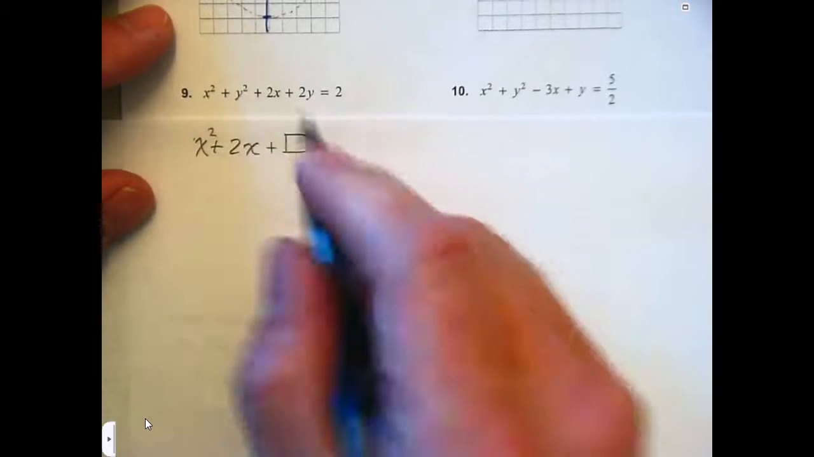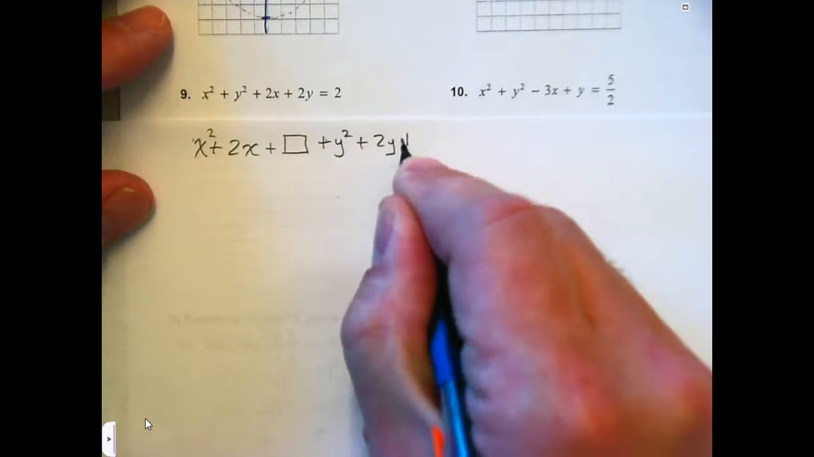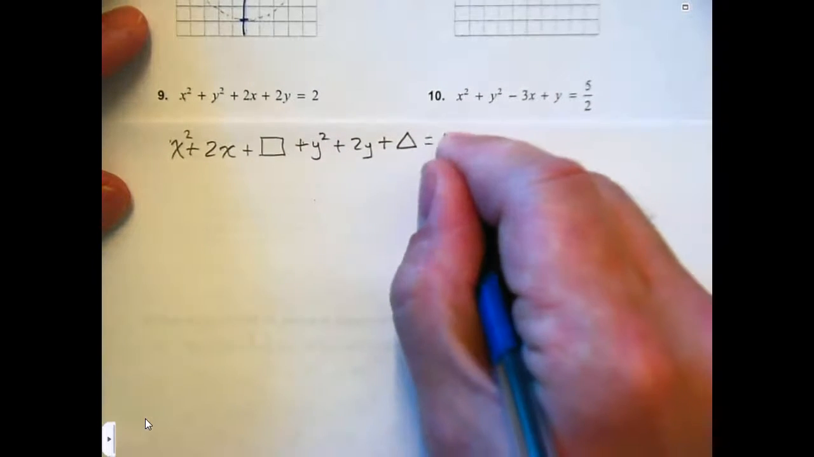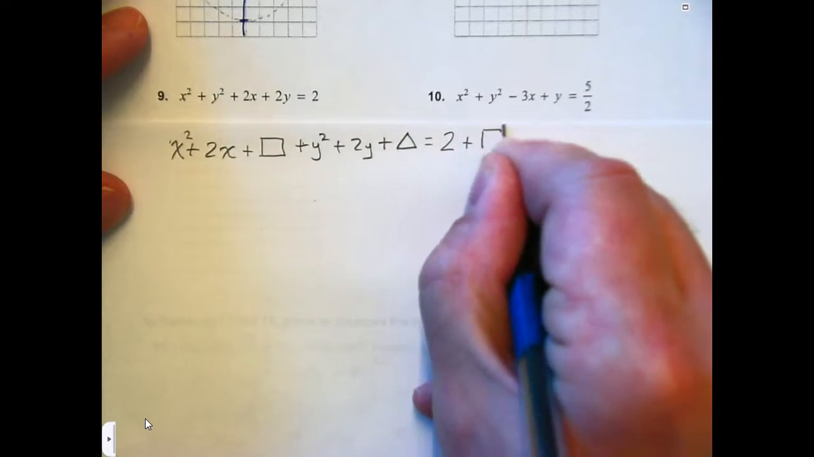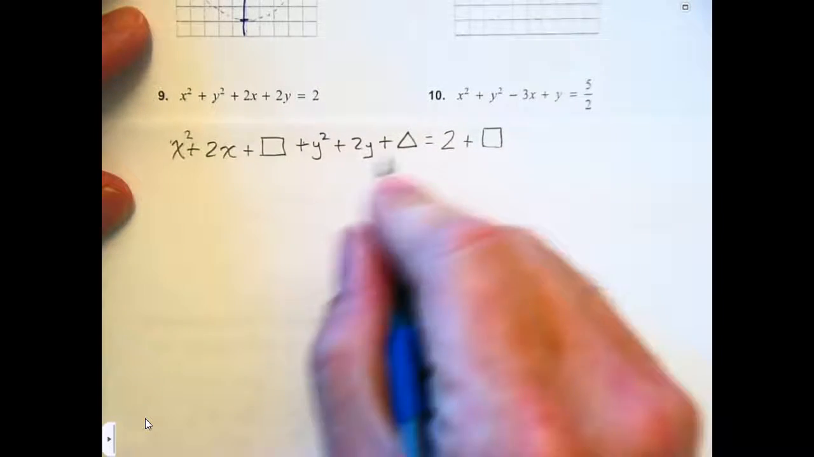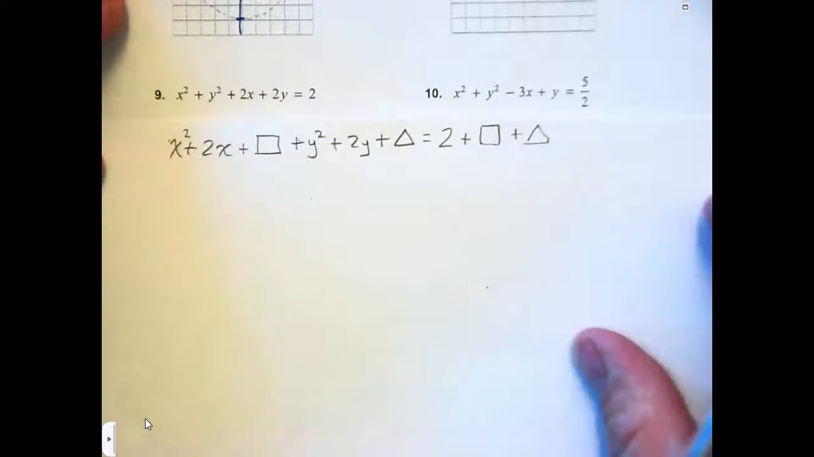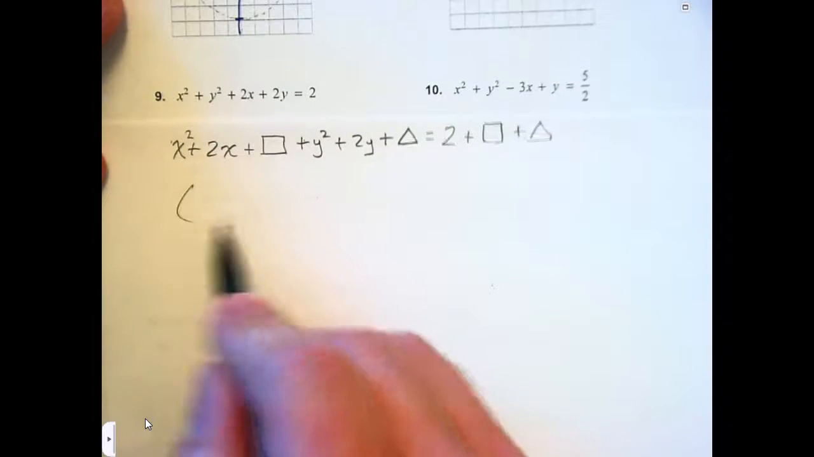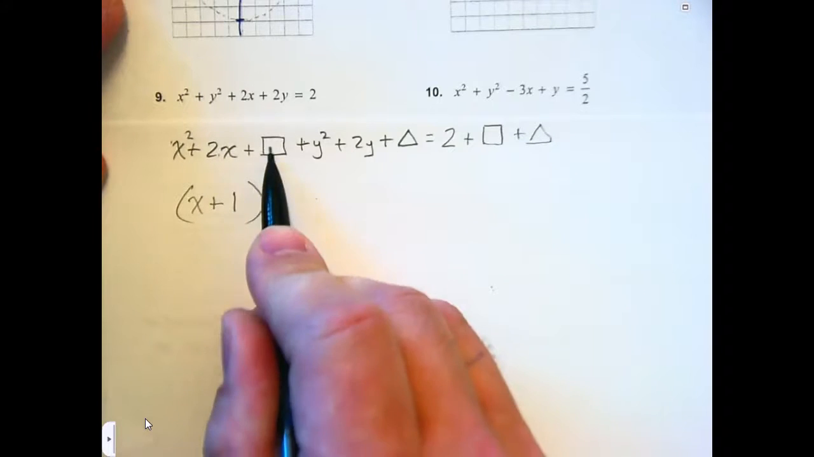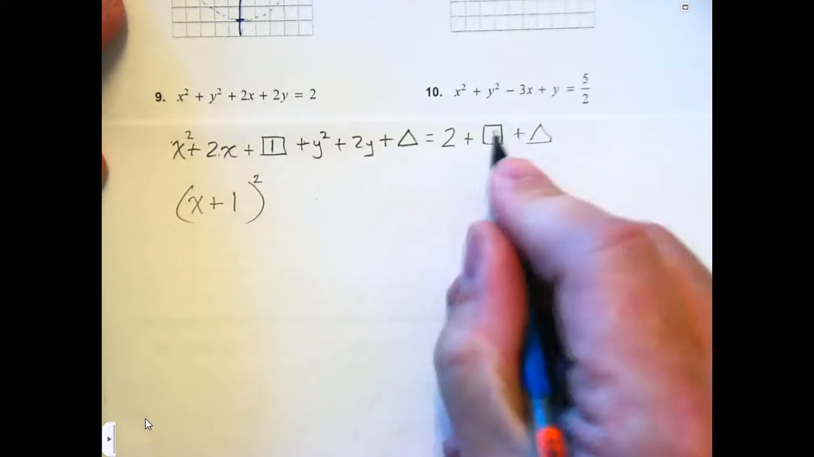And then we're going to put our y's next to each other: plus y squared plus 2y plus something else is equal to 2 plus something, right? The same thing we added here has to go here, and the same thing we add here has to go here as well. So let's do completing the square twice. Remember, completing the square, take half of this and square it. So that's going to give us 1. So that means we're adding 1 there.